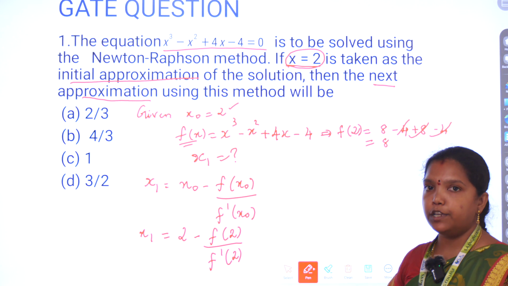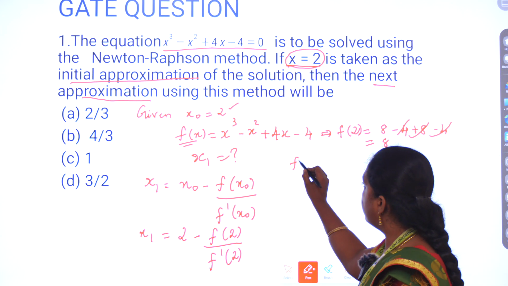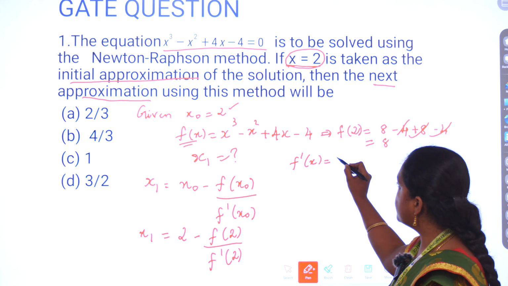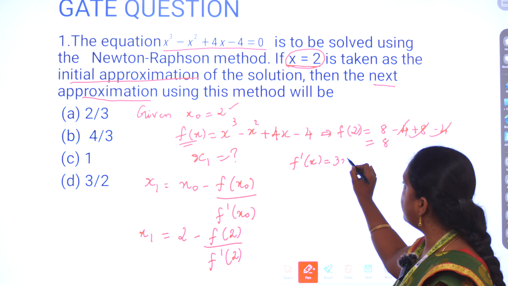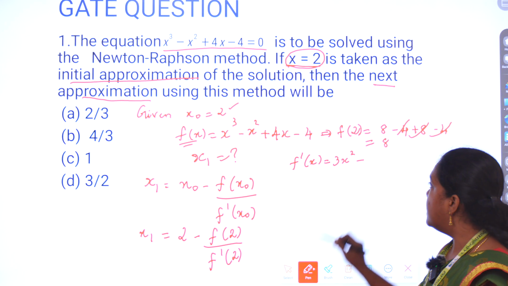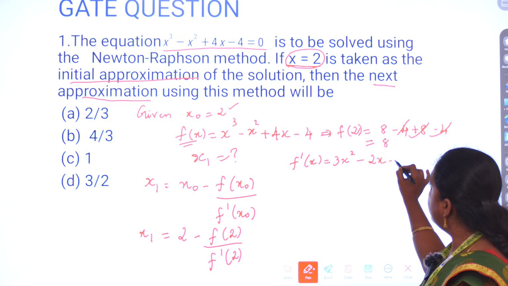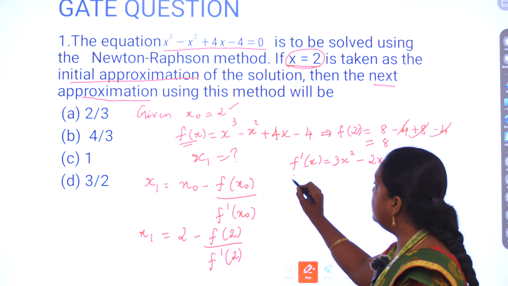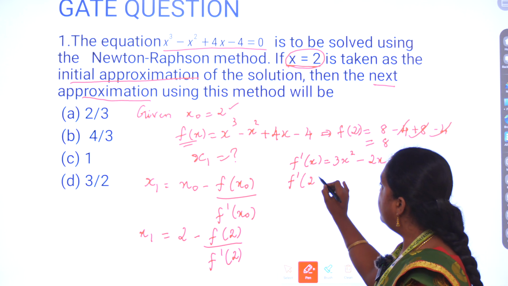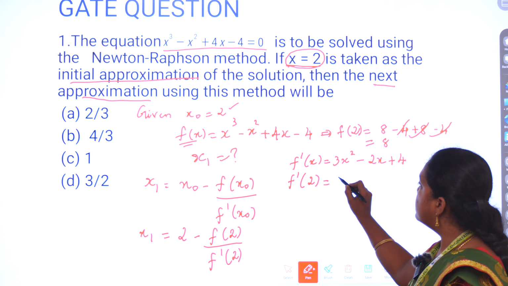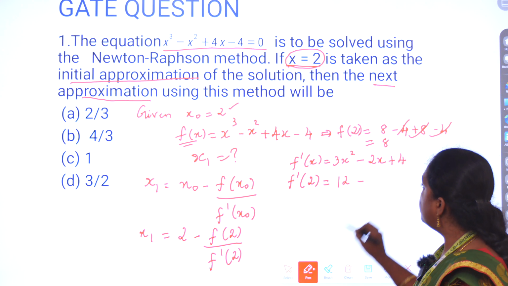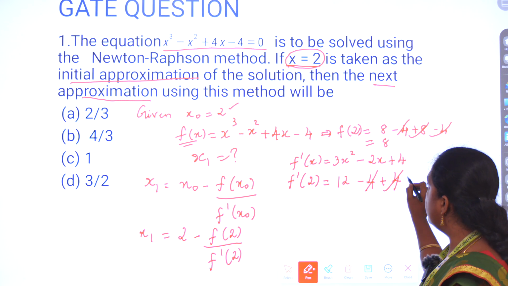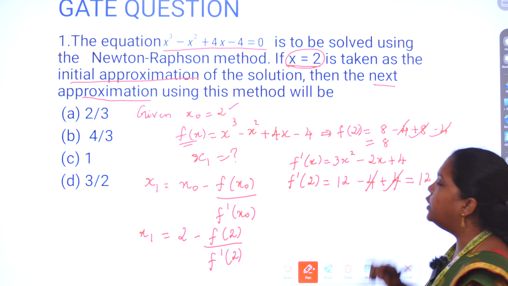Next we need to know the derivative of f of x. F dash of x is equal to, differentiating x cube with respect to x, 3x square, minus x square, 2x, and when you differentiate 4x, it will be 4. Now substitute the x0 value over here, that is 2. F dash of 2 is equal to 3 into 4, 12, minus 2 into 2, 4, plus 4. On simplifying this, we get the f dash of 2 value to be 12.